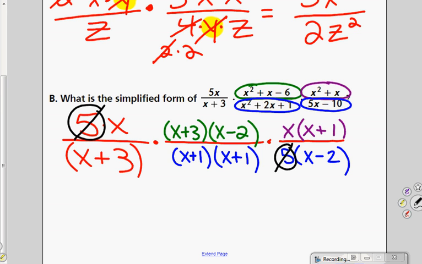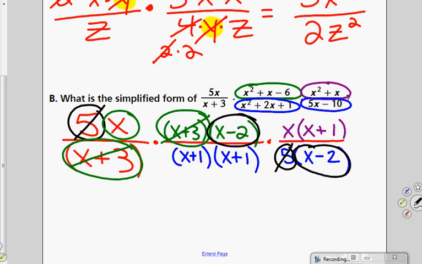Is there a plain old x in the bottom? Just a lonely x? No. Is there an x plus 3 that matches the one in the top? Yes, cancel it. Is there an x minus 2 top and bottom? Yes, cancel them. Sorry for all the colors. It's going a little crazy here. Is there an x plus 1 in the bottom? Well, there's actually 2, but only cancel one of them.